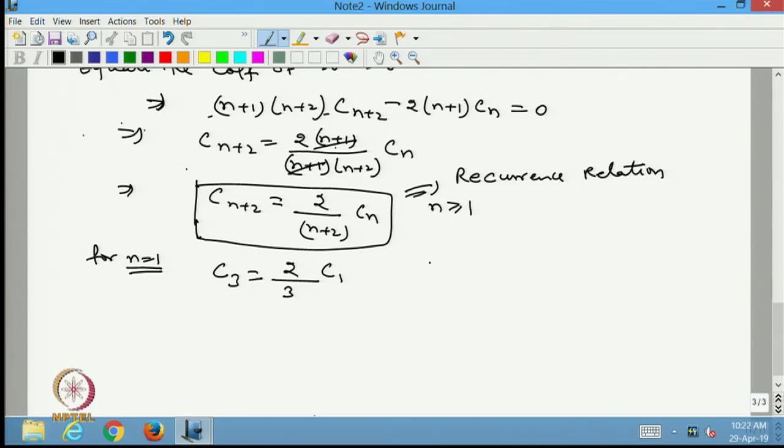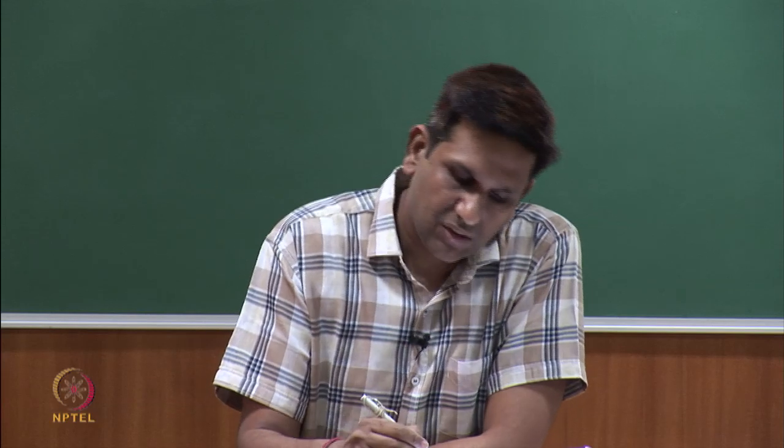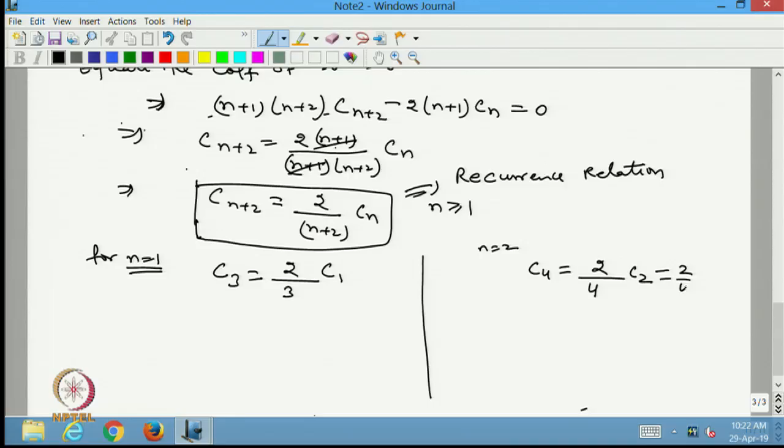Next, for n is equal to 2, I will get C4 is equal to 2 times, it is 4 C2, but C2 I know is also equal to C0. So, from here I can write 2 by 4 C0. Then n is equal to 3, I will get C5 is equal to 2 by 5 C3, but C3 is given to me in the form of C1. So, from here I can write 2 by 5 multiplied by 2 by 3 C1.